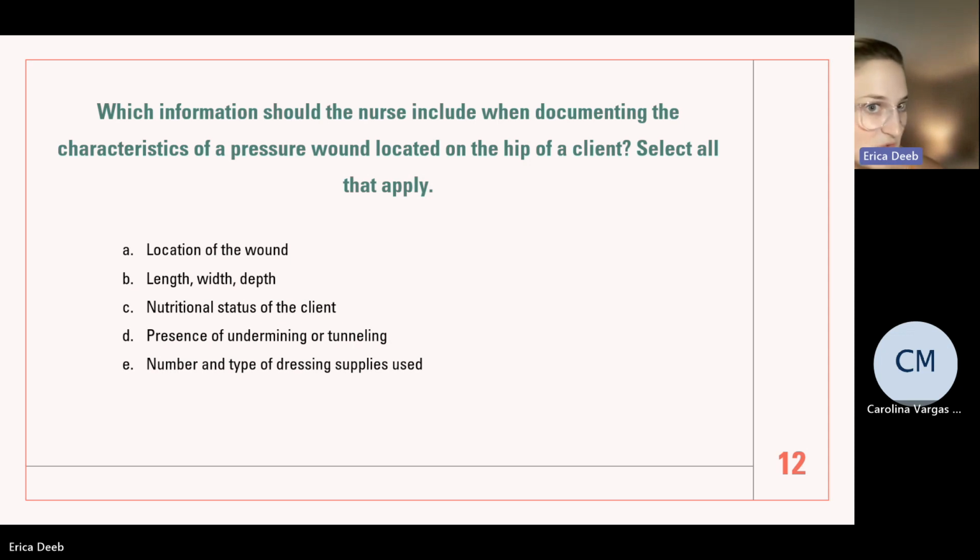Number 12. Which information should the nurse include when documenting the characteristics of a pressure wound located on the hip of a client? A, the location of the wound. B, the length, width, and depth. C, nutritional status of the client. D, presence of undermining or tunneling. And E, number and type of dressing supplies used.